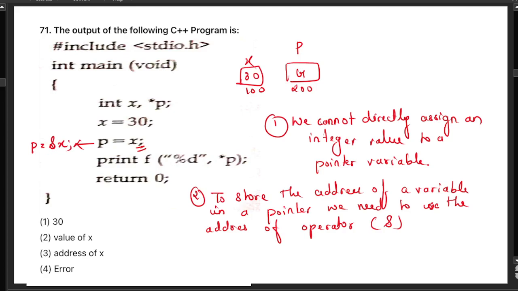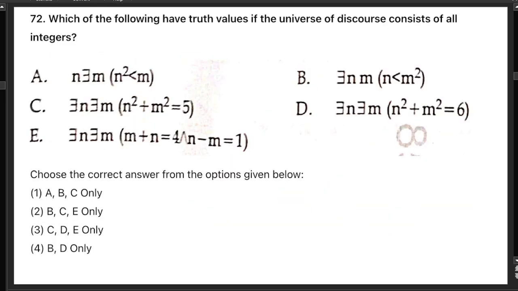If it is so, then it will point to x and the result value will be the value of x, which is 30. So 30 is also correct and the value of x is also correct. But here now this is not the case. So here we will say that option 4 is correct, which will give us an error. This is the error statement. So you have to learn this. You have to remember these 2 points. Okay, I hope you got this, everyone. Let's see this question now.